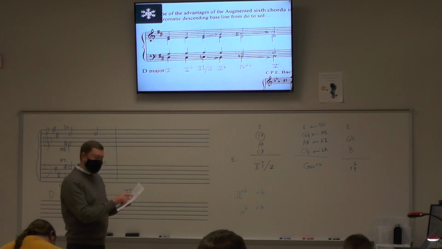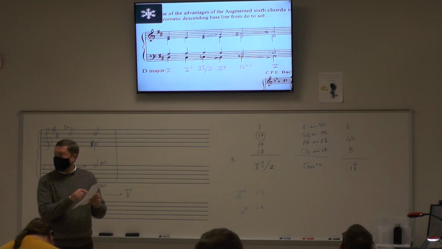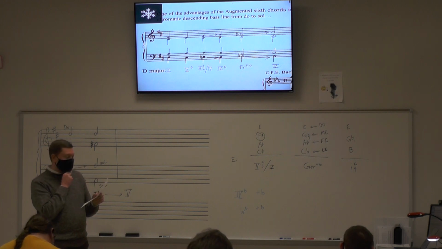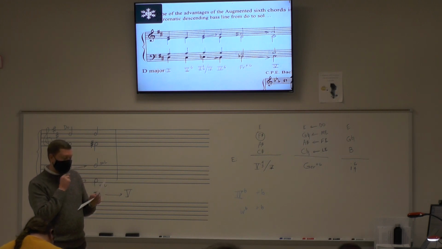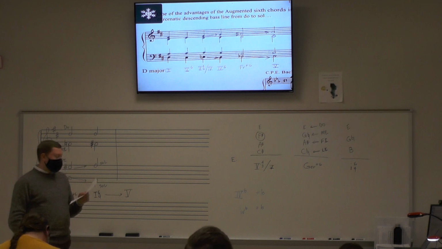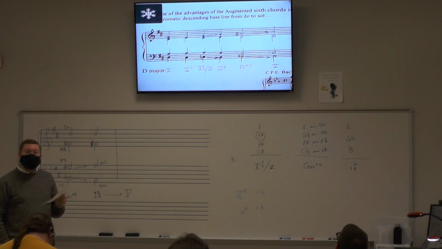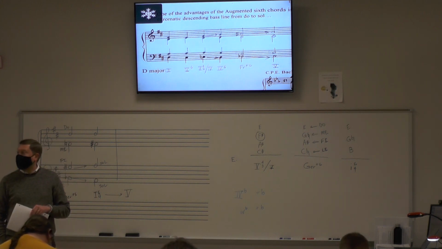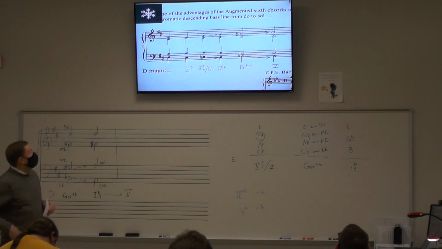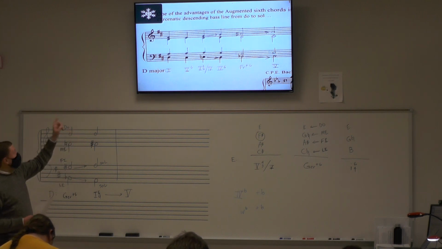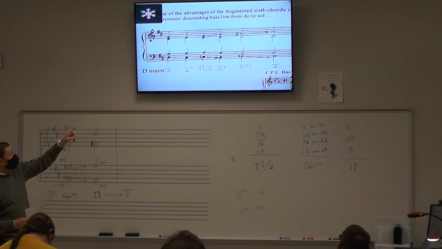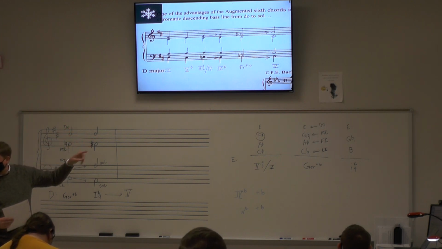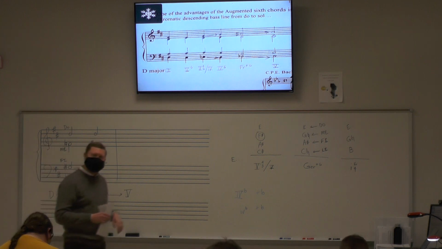Yes, it is. Thank you for mentioning that. What does it say right above the second example? It says, one of the advantages of the augmented six chords is that it allows us now to harmonize a chromatic descending bass line from do down to sol. We know enough chords now for the bass to go do, ti, te, le, re, sol. That's awesome.